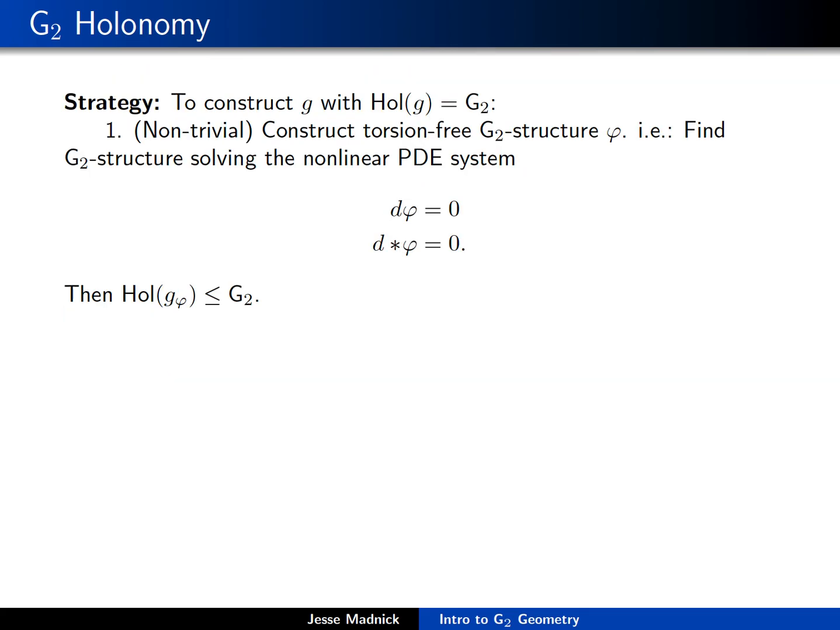This slide suggests a strategy, in fact really the only strategy we have at the moment, for constructing metrics with holonomy equal to G2. Step 1 is you construct a torsion-free G2 structure. That's not easy. That amounts to solving a nonlinear PDE system, where you want the G2 structure to be closed and co-closed. If you're able to do this, then you get a metric whose holonomy is contained in G2. To get equality, you can, in the simply connected case, apply Bryant's criterion, or in the compact case, apply Joyce's criterion, and then you're good.